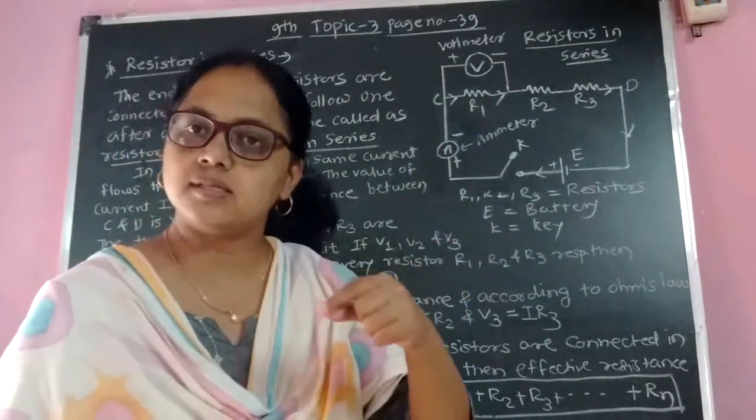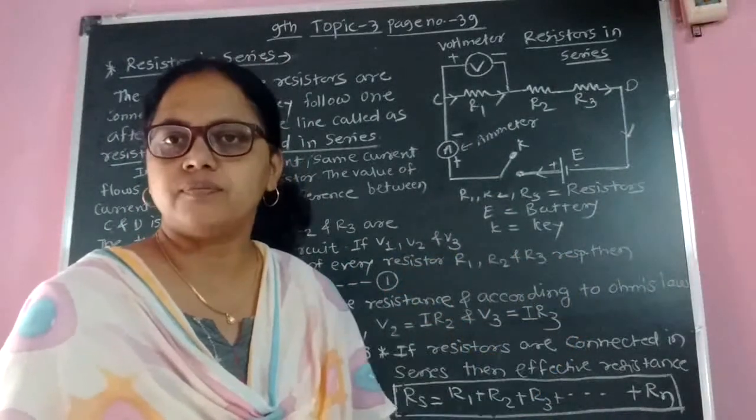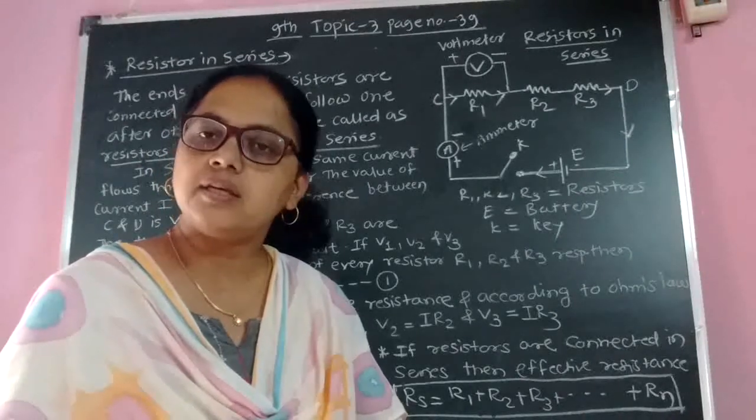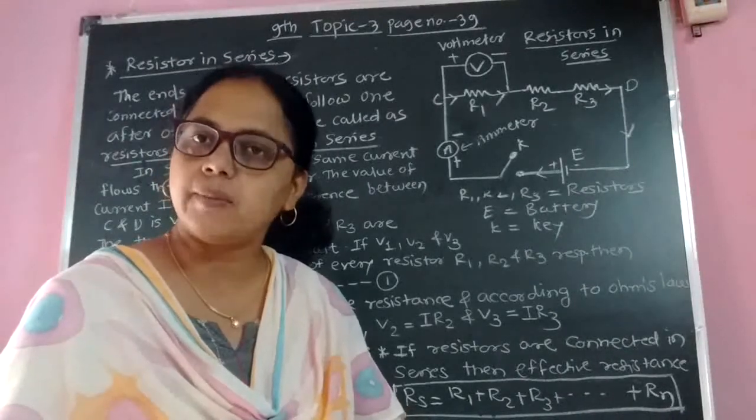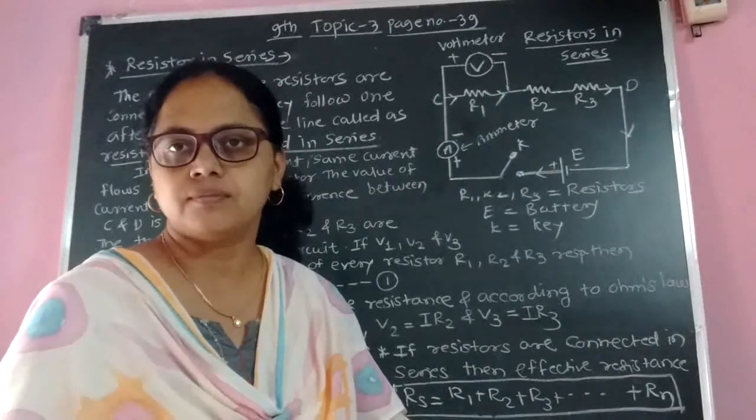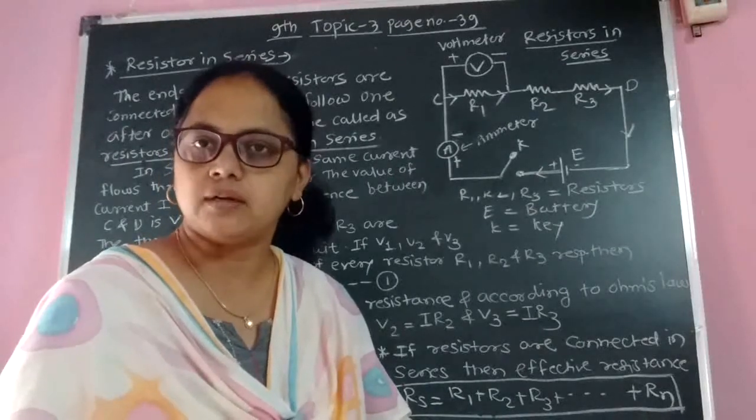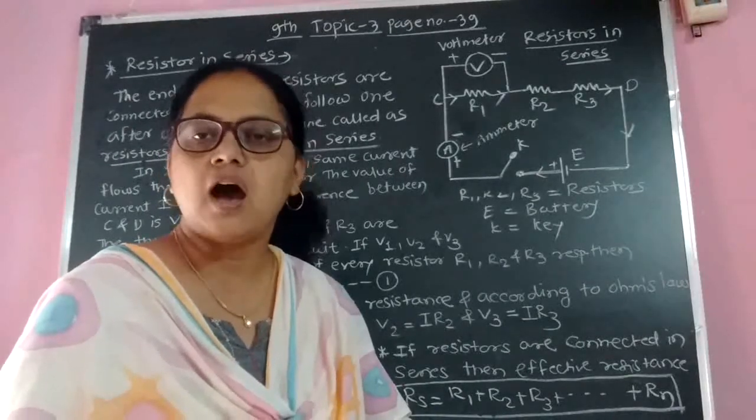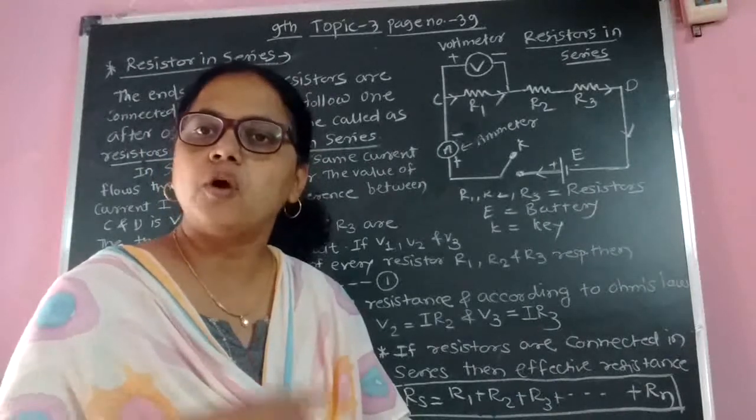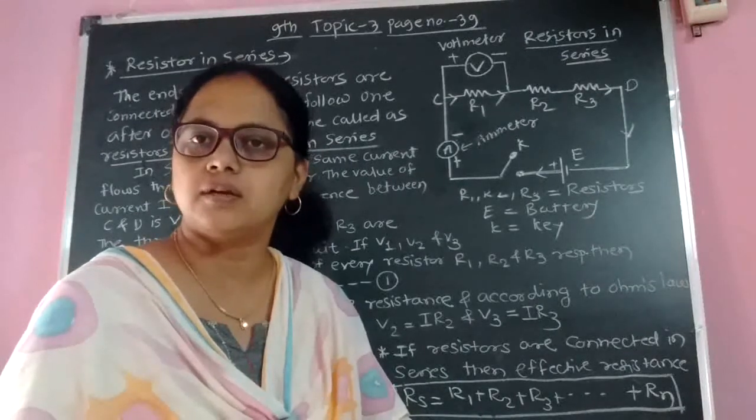When all resistances are connected in one line, one after another, then it is called resistors in series. So when all the resistances are connected in the same line, what is the total resistance of the electric circuit? Today we are going to learn the derivation regarding that. That is, when resistances are connected in series, what is the effective resistance of the whole circuit? Effective means total resistance of the whole circuit.